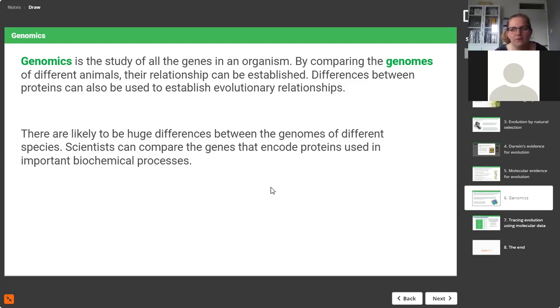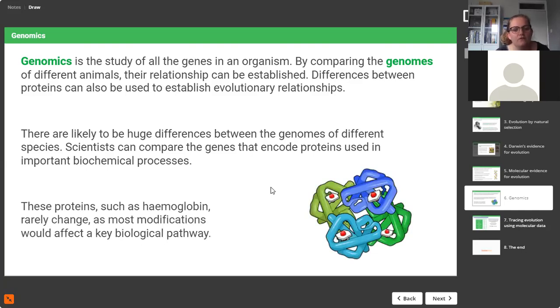So it's like what I was saying before. It's those really important ones. Obviously, there's going to be lots of different variations, but it's these important ones. So these proteins, such as things like hemoglobin, they rarely change. So no matter what animal you're looking at, the proteins that make hemoglobin, they rarely change. And that's because most modifications would affect a key biological pathway. So blood in all animals works in the same way. The hemoglobin in all animals works the same way.